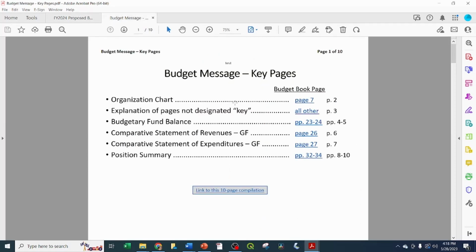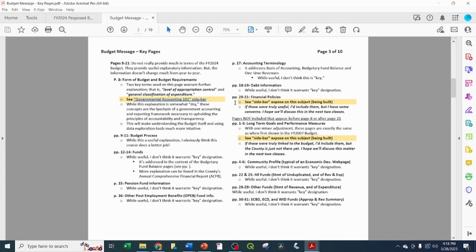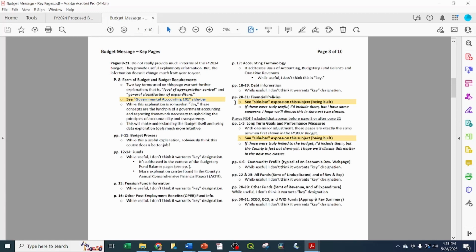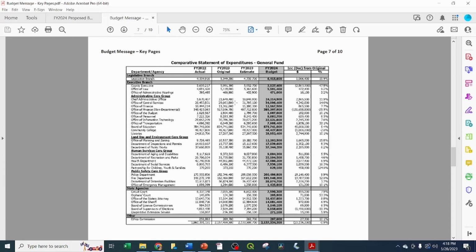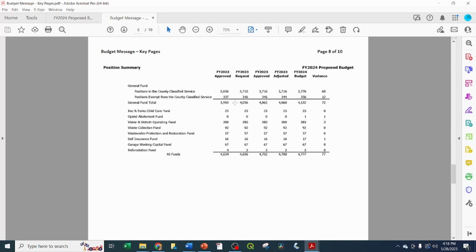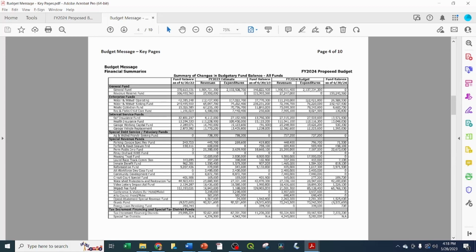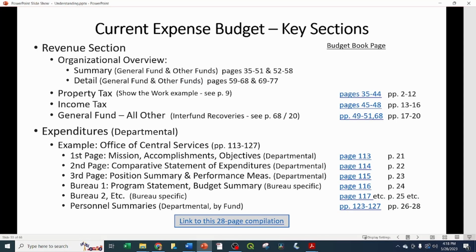This is the slimmed down 10-page version showing the org chart, given the reasons why I didn't include the other pages: the all-important summary of changes in budgetary fund balance, this comparative statement of revenues and expenditures in the general fund, and the position summaries. These are the key numbers and relationships in terms of reporting who reports to who and under who. Next section is the current expense budget.